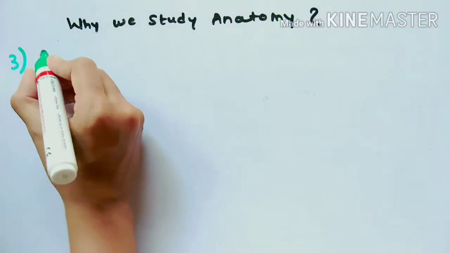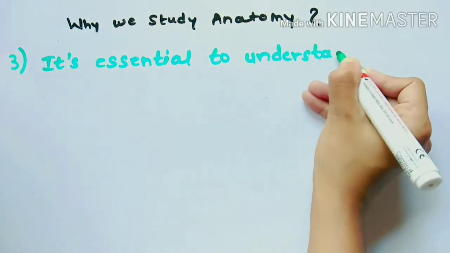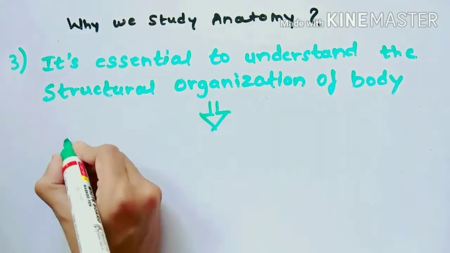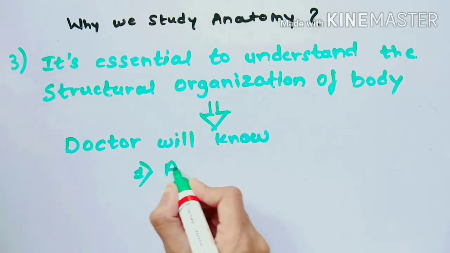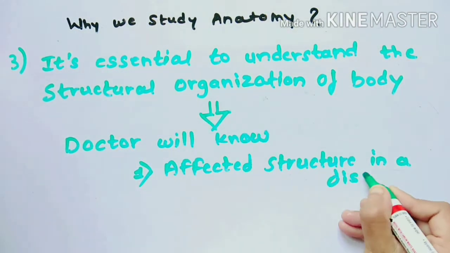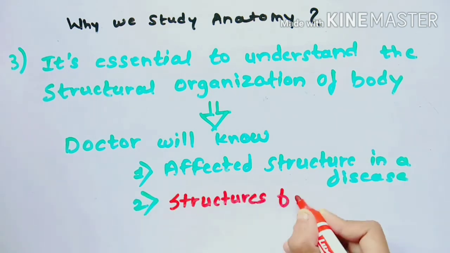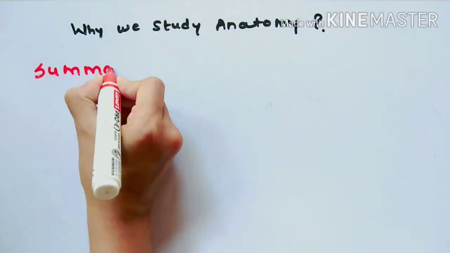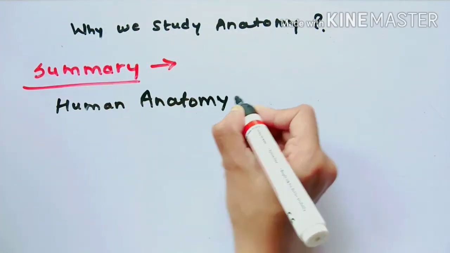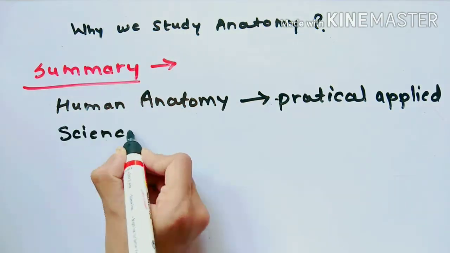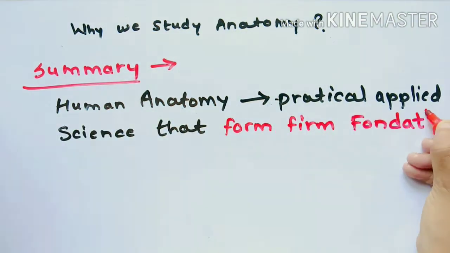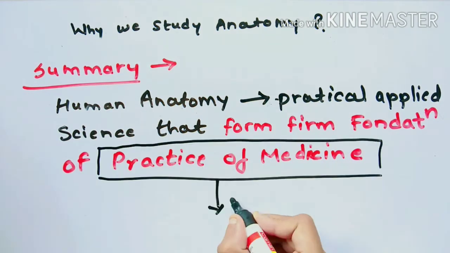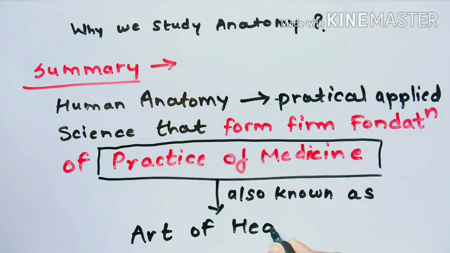The third and important reason is that the understanding of structural organization of human body is so essential that the doctor should know which structure is being affected in a disease or which structure is to be examined and what structure needs to be operated on during an operation. So basically human anatomy is a practical applied science that provides firm foundation for the practice of medicine, and this practice of medicine was called the art of healing.